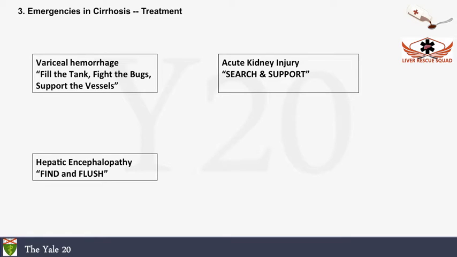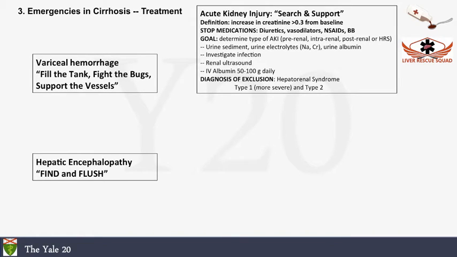Acute kidney injury, search and support. The definition of AKI is an increase in creatinine greater than 0.3 from baseline. Stop all medications that can affect their fluid status or circulatory system, so diuretics, vasodilators, beta blockers, any non-steroidals, because those can exacerbate kidney injury. The goal is to first determine the type of AKI. Is it pre-renal, intrarenal, post-renal? And the way you do this is a straightforward workup with urine sediments, electrolytes, and albumin, investigate the infection, renal ultrasound, and support the kidney by giving them IV albumin, which is a form of IV fluids. The diagnosis of exclusion would be hepatorenal syndrome, which I'm not going to cover in this talk, but this is something that you want to be on the lookout for.